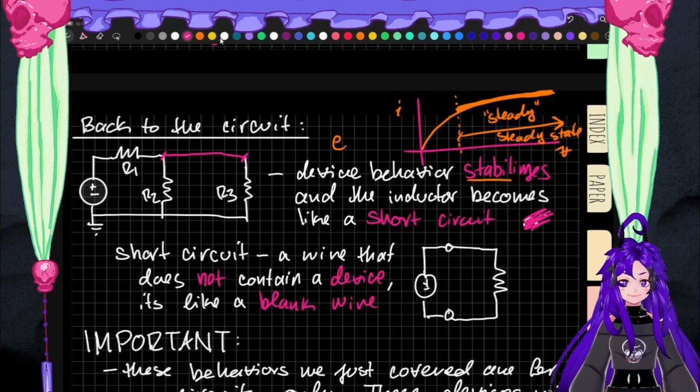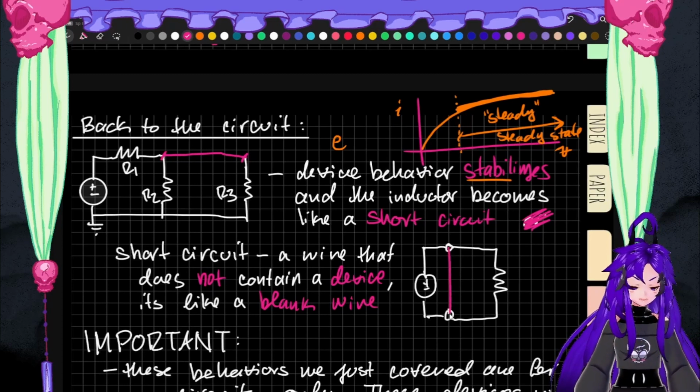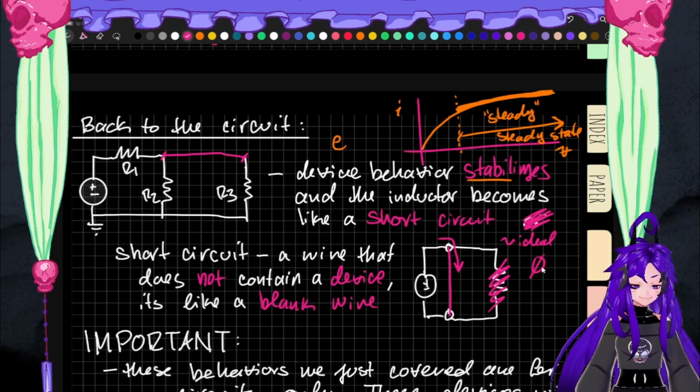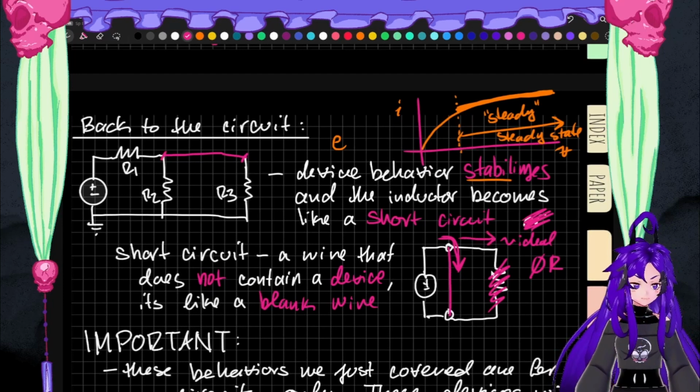So, let's think about it this way. If we draw a short circuit here, if we put a blank wire here, well, this resistor's not going to get any love, because this wire has a lot less resistance, since it's ideal. Since it's ideal, it has 0 resistance. So all the current's gonna blast down this before it even bifurcates to this resistor.